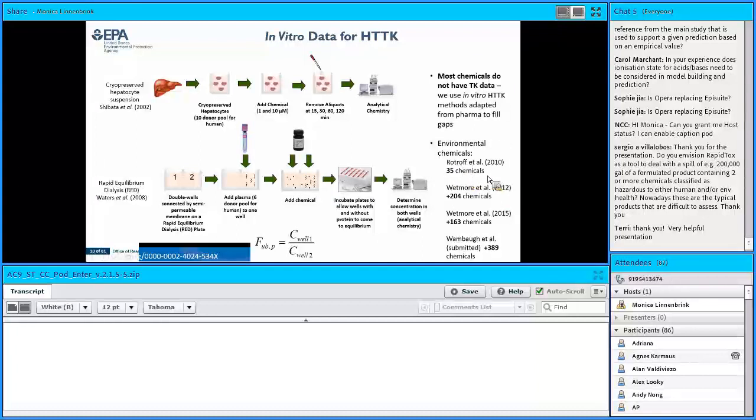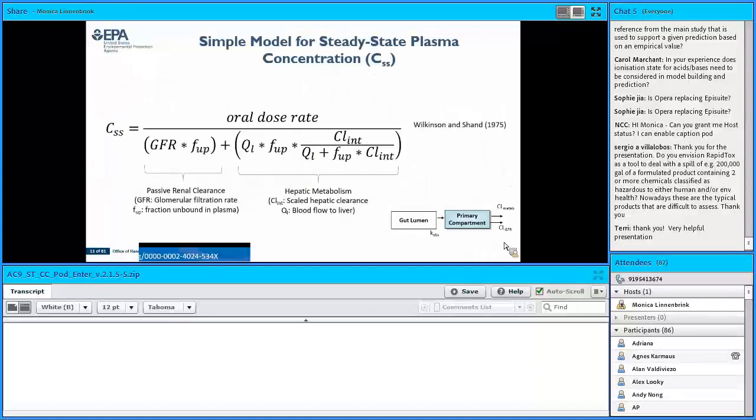This was initially done in a pilot, published back in 2010, for 35 chemicals. Barbara Wetmore had two follow-on papers, 204 and 163 chemicals, and we've just recently submitted a paper where we have additional data on 389 chemicals. And I'll go over some of those results toward the end of this talk.